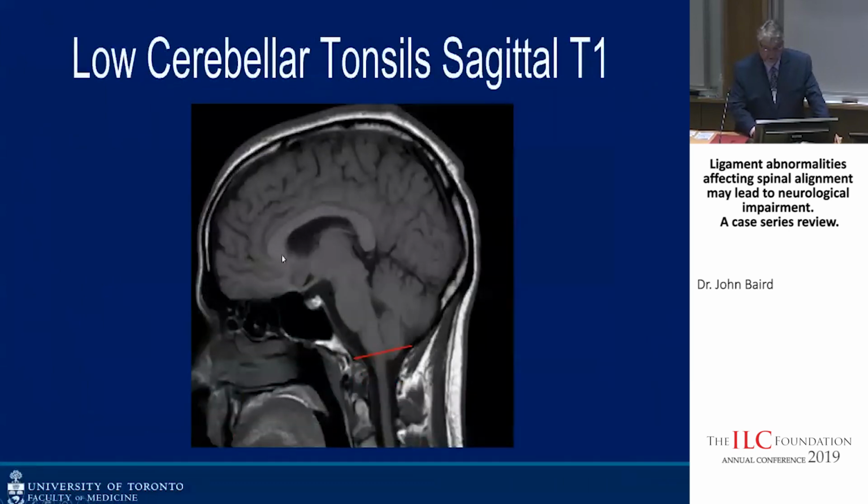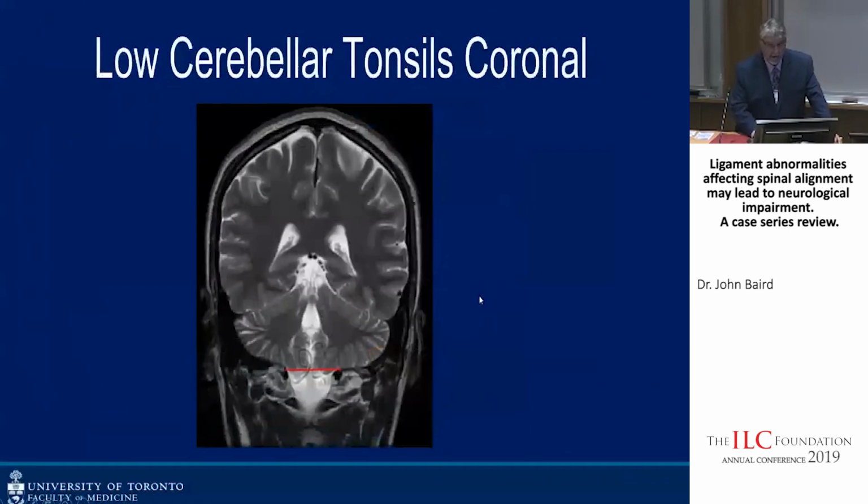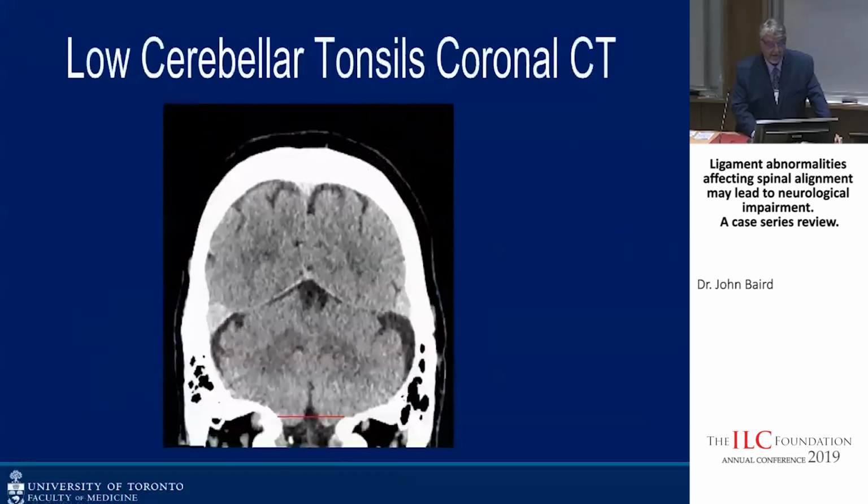We can see them on the sagittal, and the T1 sequence is generally preferable because of the nice contrast that you get between the cerebellar tissue and the CSF, so it's easier to see the border of the cerebellum. And it's, again, very easy to see on the coronal view. You can also pick it up on CT scans sometimes, and here's an example.